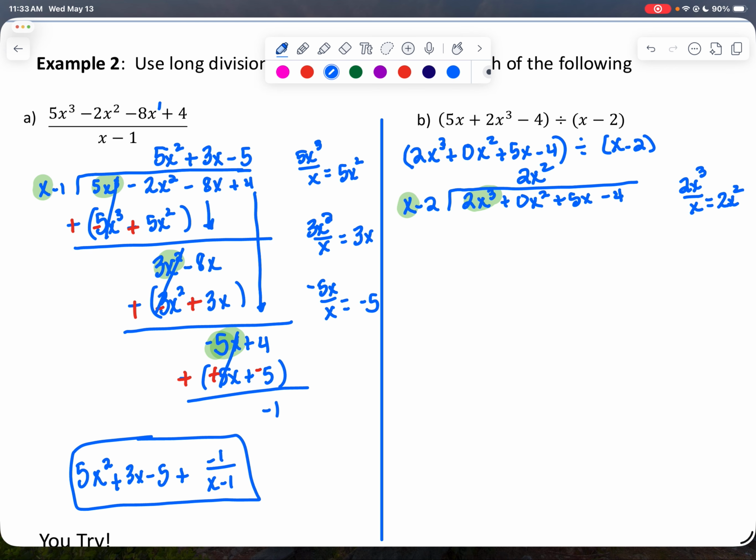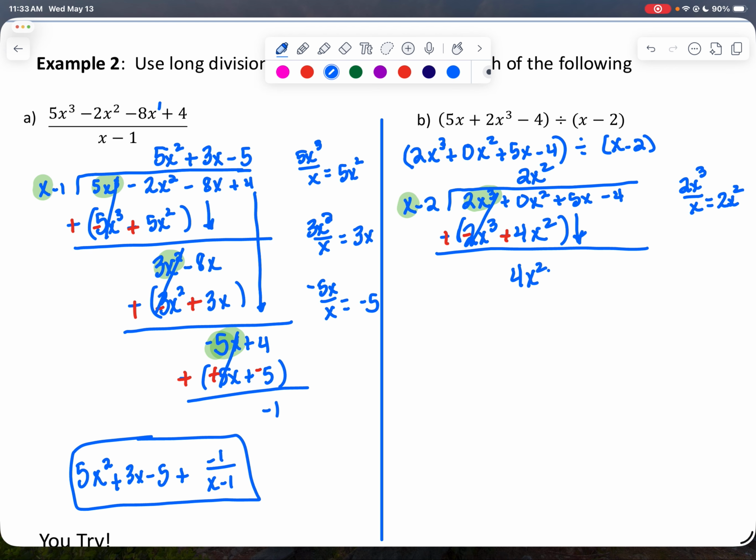Now I'm going to take that and multiply it. 2x squared times x and 2x squared times negative 2. So that would be 2x cubed. 2x squared times negative 2 is negative 4x squared. So again, I needed a 0x squared because I needed a place to line up my numbers. Then we'll subtract this polynomial. But remember, subtraction is the same thing as addition of the opposite. So plus, negative, positive. And this would zero out, and this would be 4x squared.